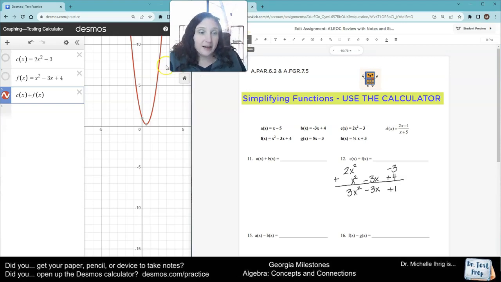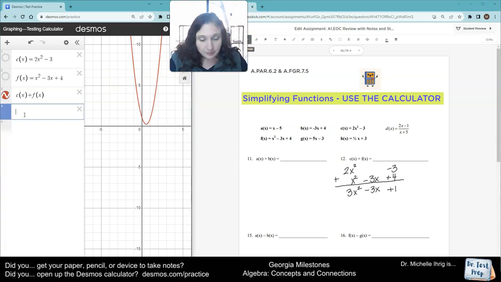And so if I type that in to check my work, it should be the same as the red graph. And it is. So I know my answer is correct. So we're going to practice more of that on the next page.